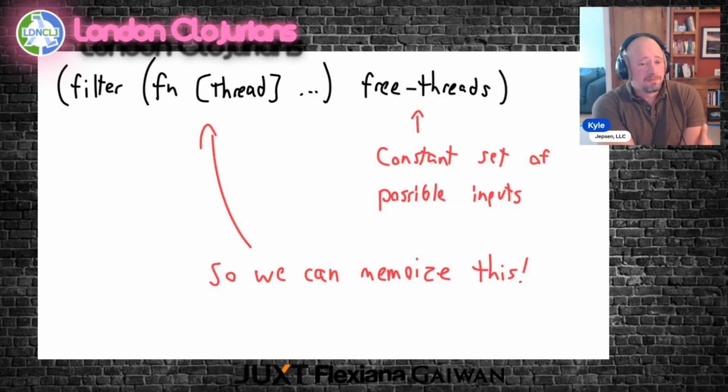In particular, that operation I talked about earlier, where we filtered the set of free threads using some predicate function, we know every possible input to this function. It's the set of free threads. And that implies that we could memoize the function. You're thinking, oh, Clojure has a memoize. No, we're not going to do that.